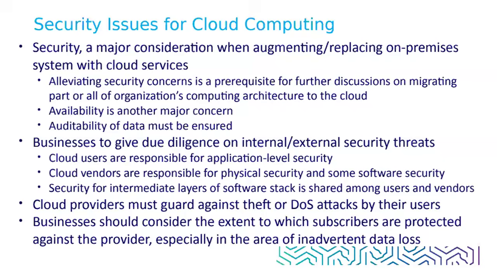The thing is, as we know, security is going to be the major consideration when adopting cloud computing, and the organization should address the security concerns before migrating from on-premises systems. The important issues include ensuring the availability, maintaining the auditability, evaluating the internal and external threats, and understanding the shared responsibility model, where the cloud users secure their applications, the cloud providers protect the physical infrastructure and parts of the software environment, and both share the responsibility for intermediate software layers.